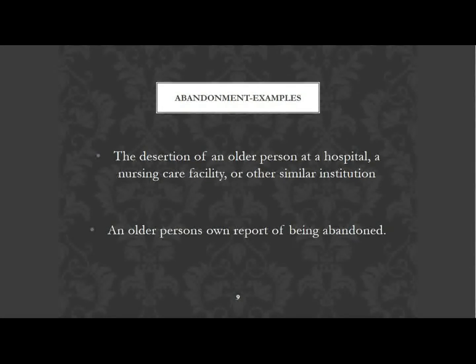Examples: the desertion of an older person at a hospital, a nursing care facility, or other similar institution. You drop them at Marian Home, you drop them at Villa St. Joseph, at Comfort Bay, and you turn your back. You do not go and visit, you do not bring something, you just leave them there and forget that they exist. The desertion of an older person at a shopping center or other public location. An older person's own report of being abandoned. The person themselves can come and say, I do not have a home to stay, my children turned their back on me, I have nowhere to go, and so on. All that is forms of abandonment.